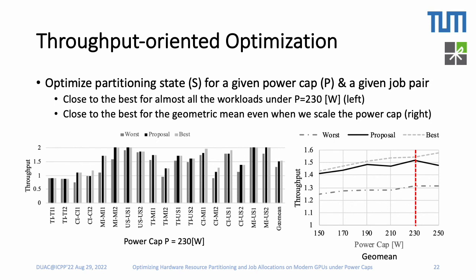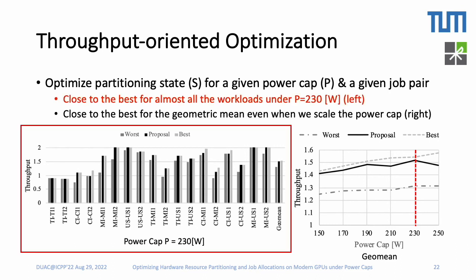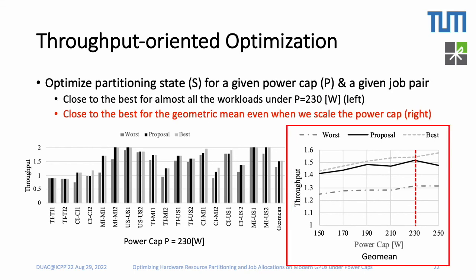And here we optimize the partitioning state for a given power cap and a given job pair. In the left figure, our proposal is very close to the best. In this case, we set a power cap to 130 watts, and we also scale the power capping from 150 to 250. And in most cases, our proposal is close to the best case.